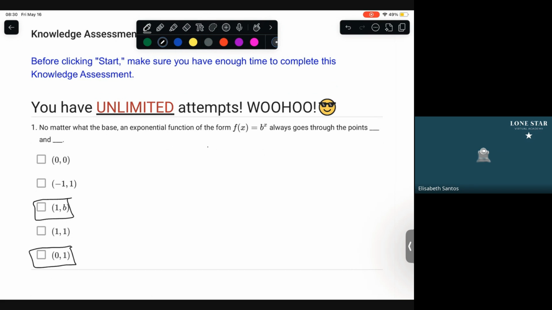Okay, so what that kind of looks like is this. We'll have an exponential graph that looks something like this, and it will always have the point (0, 1) and (1, b). So for example, if I have 2 to the power of x, that b would be 2.